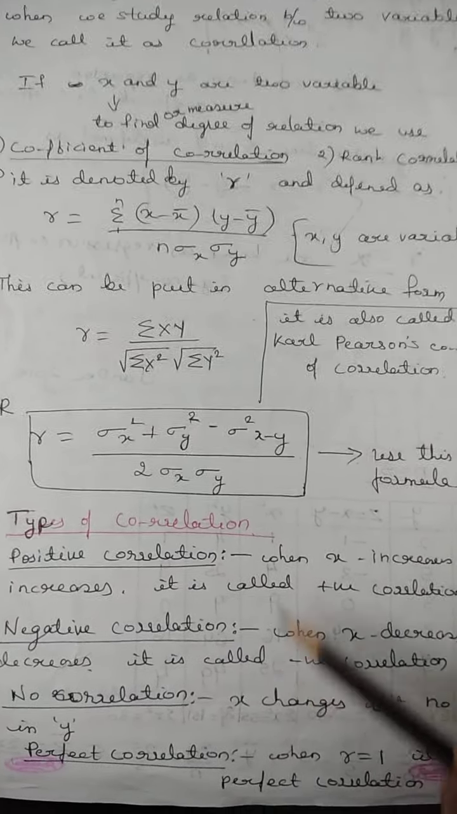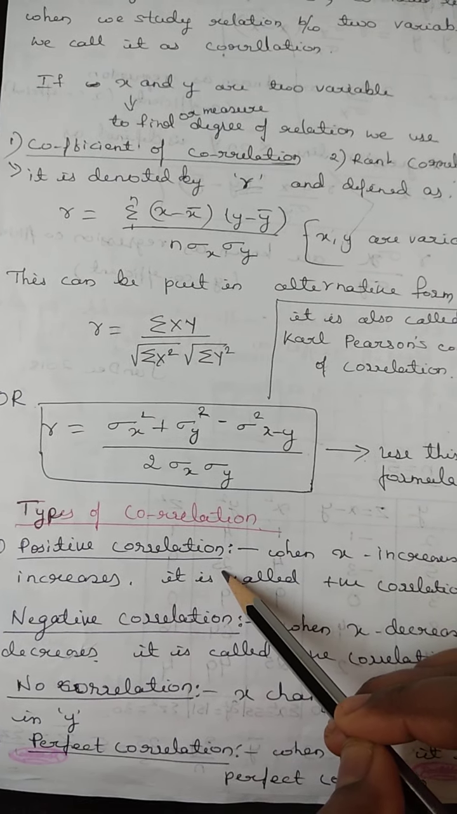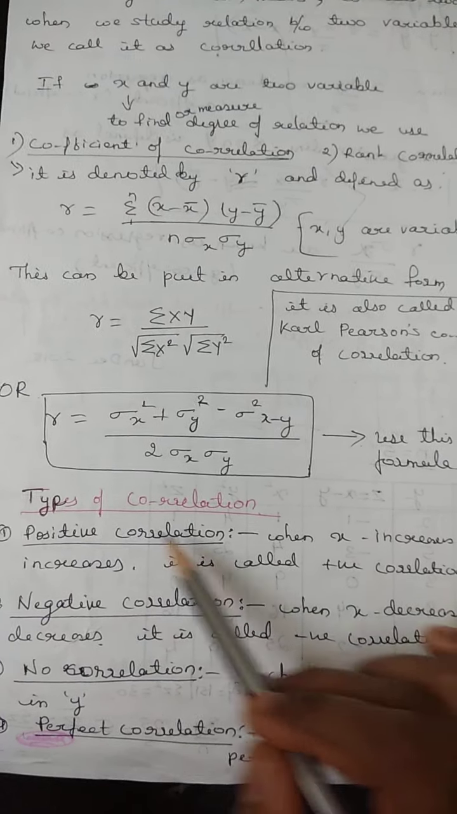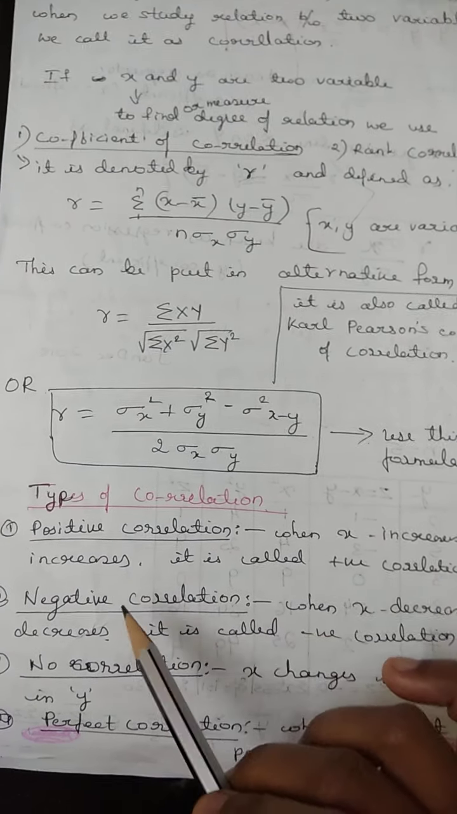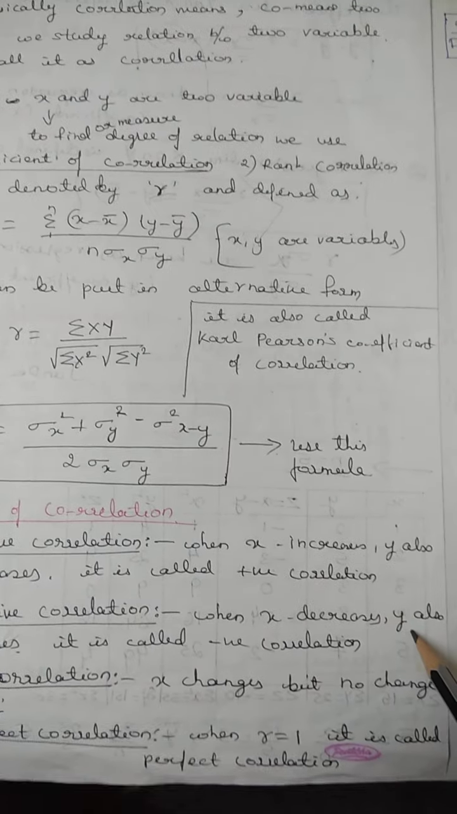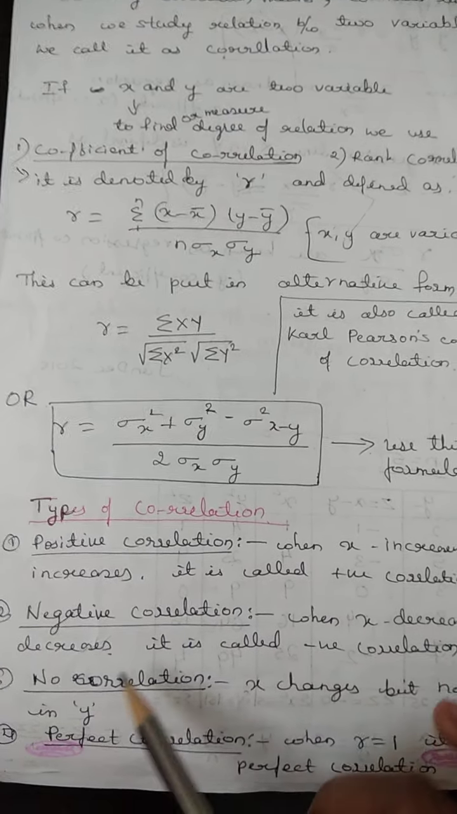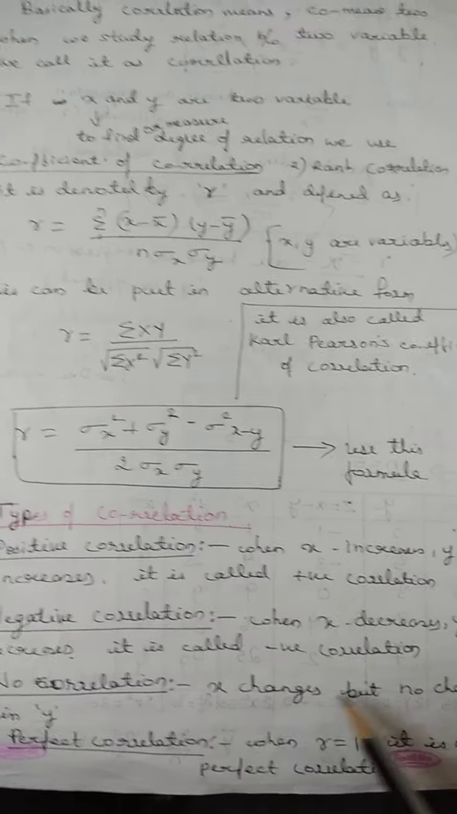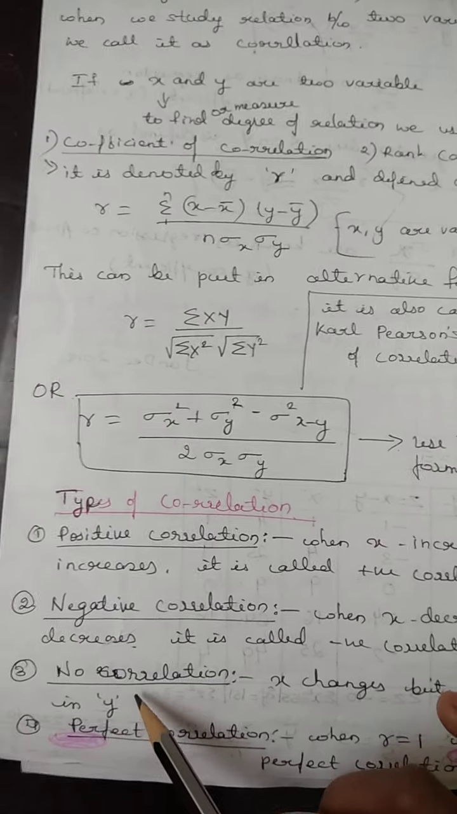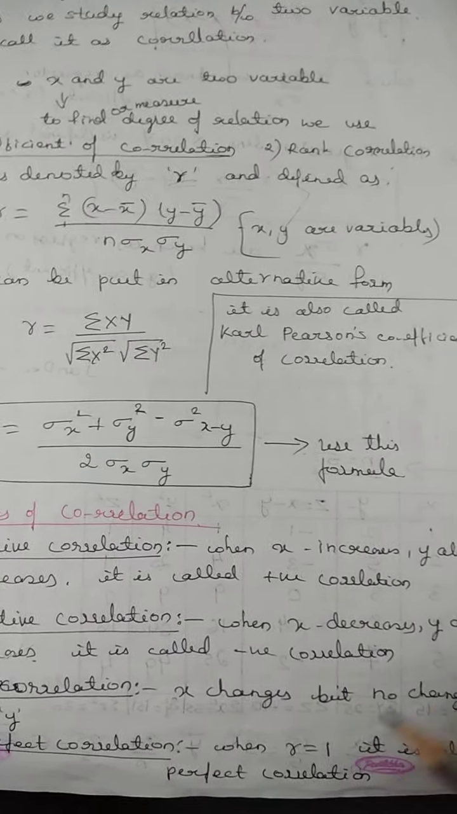So there are some types of correlation, that is positive correlation. So when x increases, y also increases. It is called a positive correlation. And second one is negative correlation. When x decreases, y also decreases. It is called negative correlation. No correlation: x changes but no change in y. That is no correlation. And perfect correlation, when r is equal to 1.